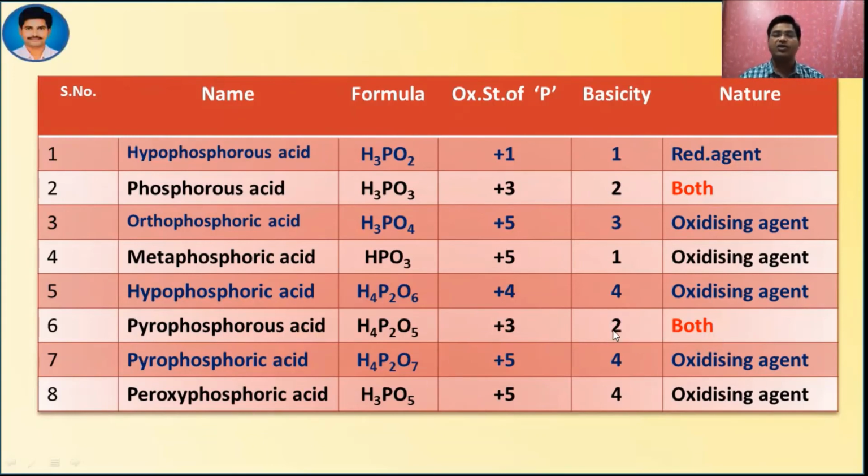You have to remember why the basicity is 2, even though there are 4 hydrogens. I explained it in the structure. Pyrophosphoric acid, H4P2O7, +5 is oxidation state. Basicity is 4. It acts as an oxidizing agent. Peroxyphosphoric acid, here there are 5 oxygens, and even though the oxidation state is +5, because there is a peroxy bond, the oxygen atoms which bond with the peroxy bond will have only -1 oxidation state. That's why the oxidation state is +5, the basicity is 3, and it is an oxidizing agent.